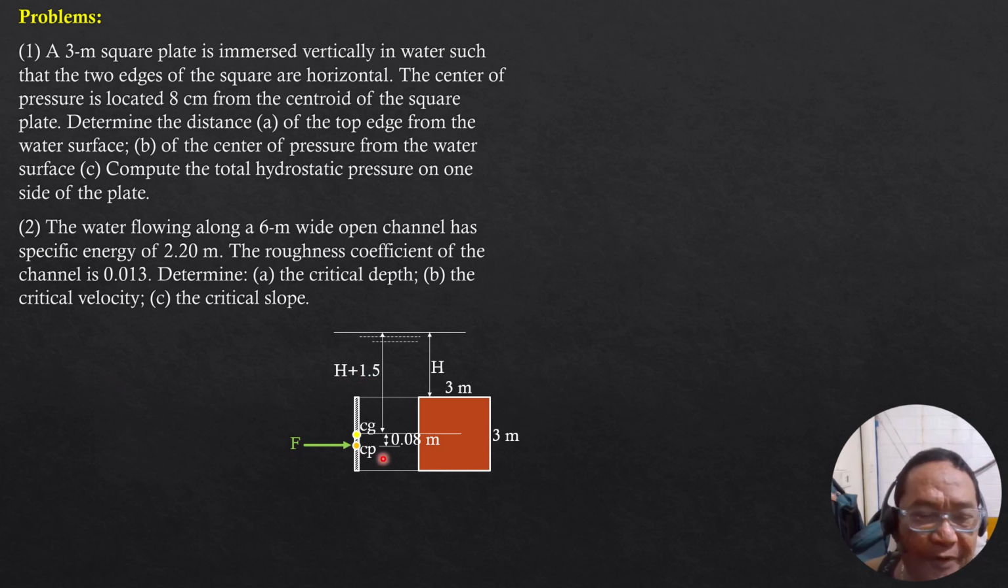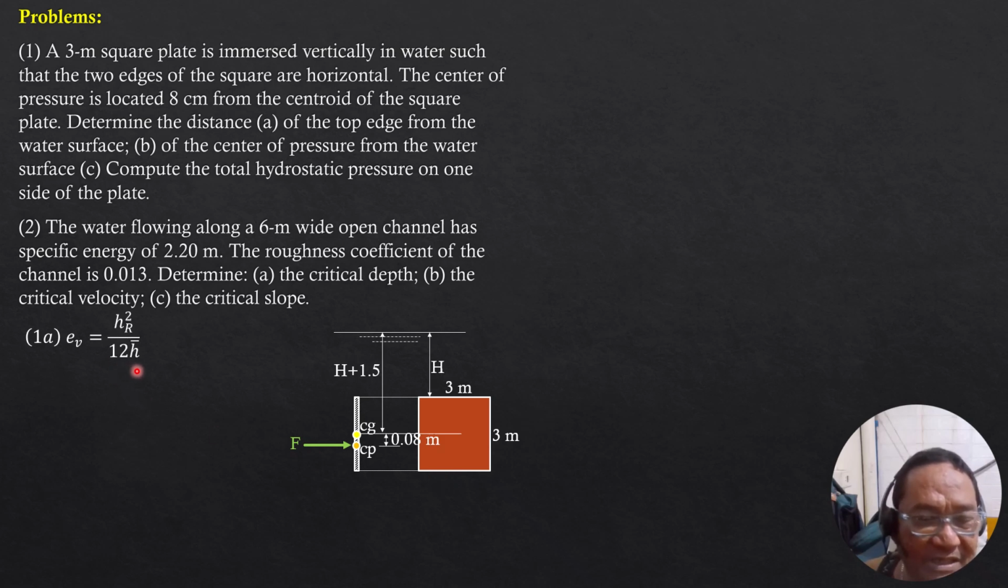Now, for the formula, the distance between CG and CP, I denoted that E sub V in my lecture video in fluid mechanics and hydraulics, and for the derivation of the formula you can also watch that video. E sub V is equal to the height of the rectangle squared divided by 12 h bar. So that's the derived formula.